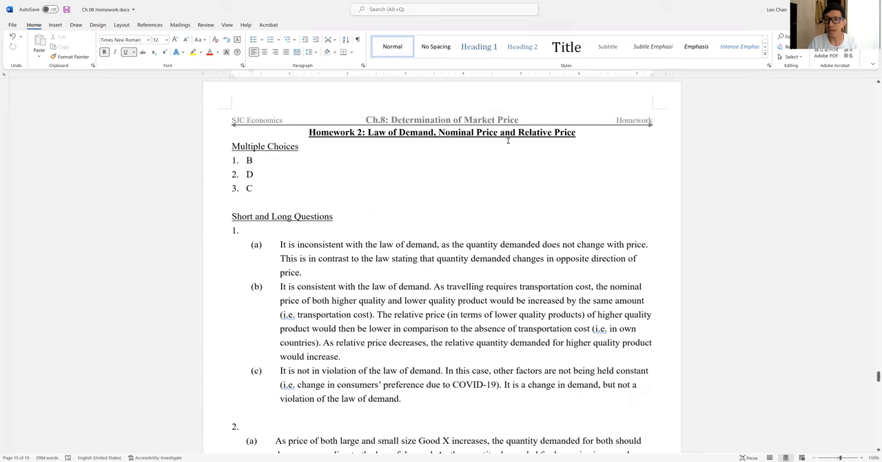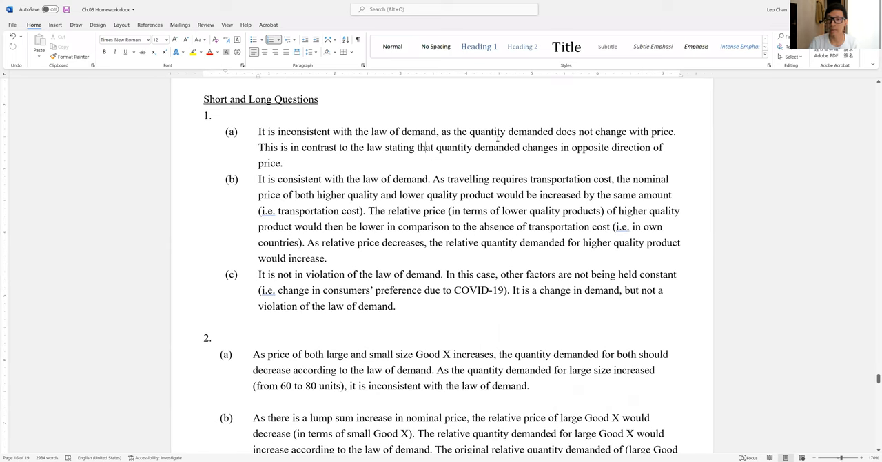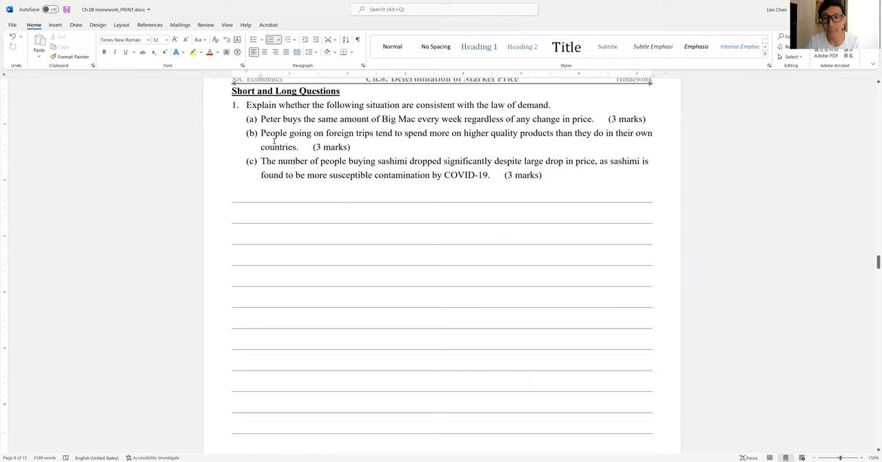Why? Because according to the law of demand, right? 好嘛，law of demand states that QD should change in the opposite direction of price, but here, as price changes, QD doesn't change. Therefore, it is inconsistent with the law of demand. Okay, 嗱，答得幾好嘅呢個，好嘛？好啦，係 Part B 同 Part C 就爭啲啲啦。啊，Part B 啦，People going on foreign trips tend to spend on higher quality product than they do in their own country.